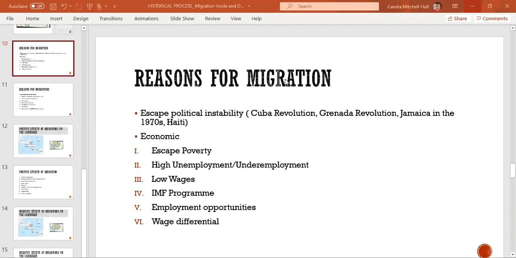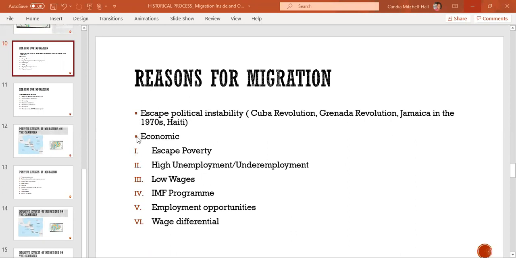In fact, on October the 30th, 1980, during that election period, which is about a 6-month period, over 800 people actually died because of political violence in Jamaica. And also in Haiti, people have always been migrating because of the violence and the instability of the country, right? So that's one reason why people migrate: political reasons.